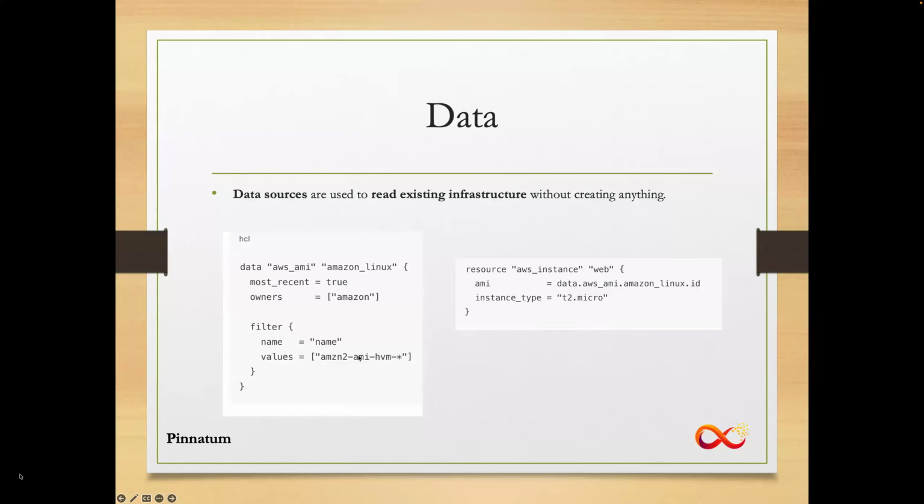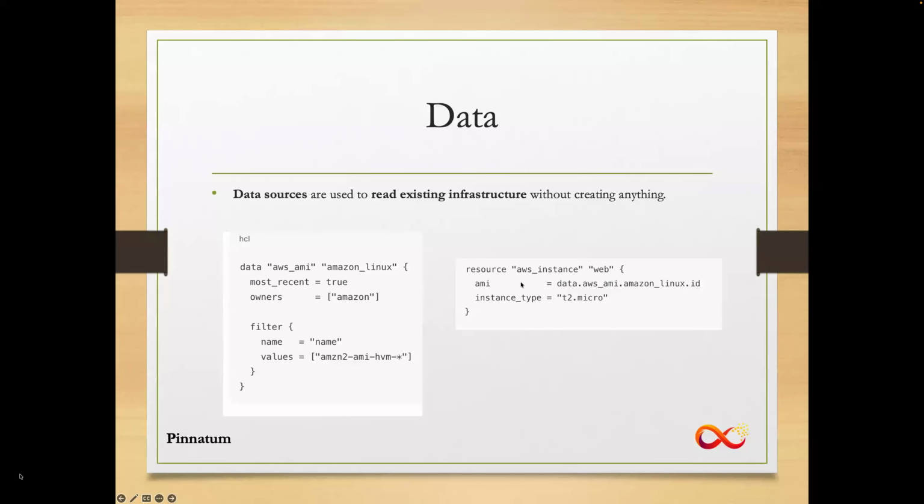What this block provides is that the data block discovers the Amazon Linux AMI details based on the parameters. Most_recent equal to true gets the most recent AMI, the owner should be Amazon, and the filter name and values say the name should follow this pattern. Based on these filters, it fetches all the AMI details.